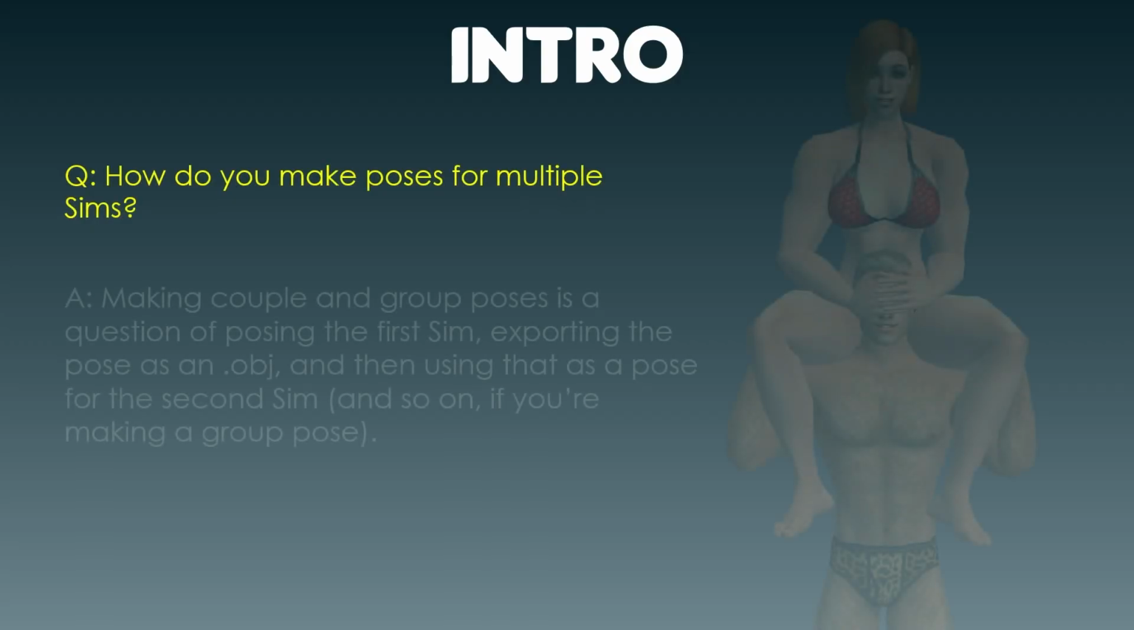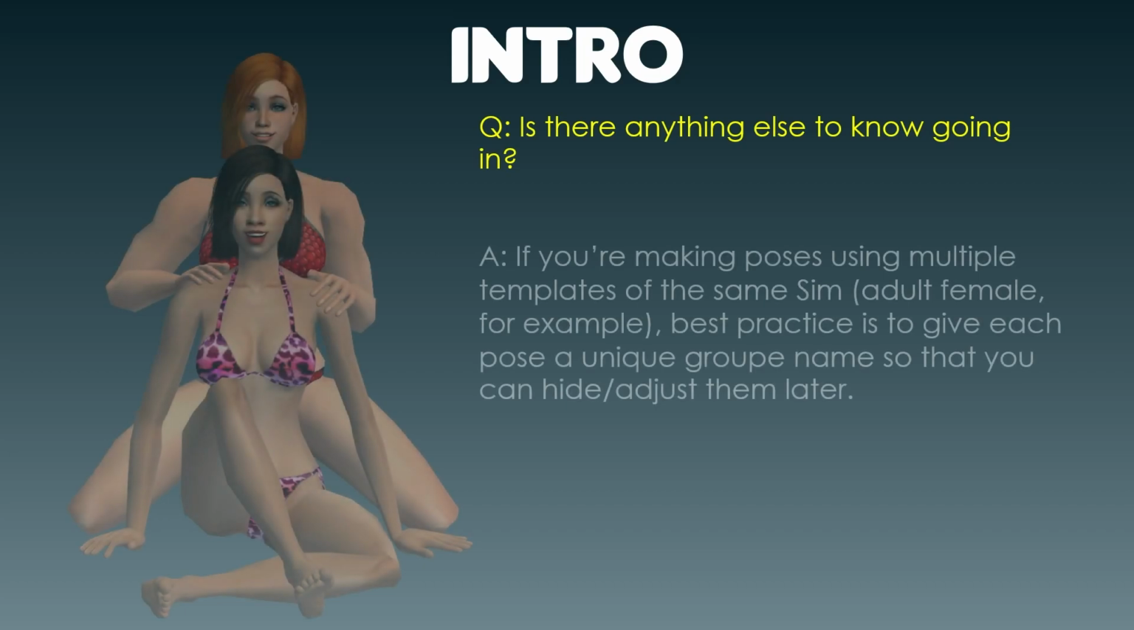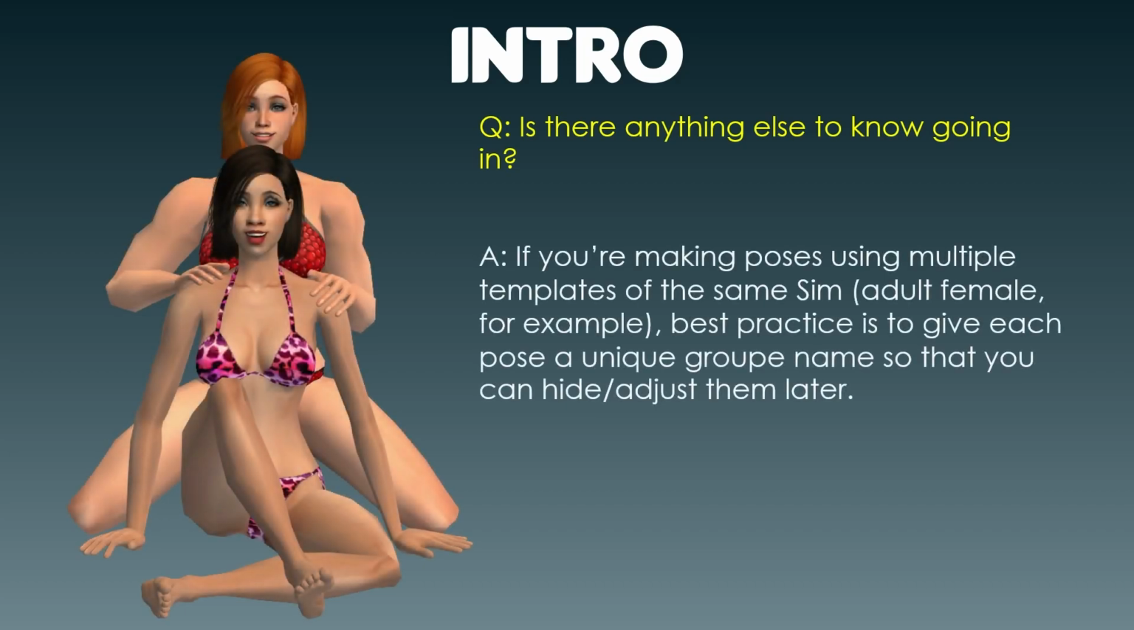Making couple and group poses is a question of posing the first sim, then exporting the pose as an OBJ, and then using the OBJ of the first sim as a template to pose the second sim. Is there anything else to know going in? If you're making poses for multiple templates of the same sim, for example, if I have 2 or 3 HBB templates, then I would need to rename each group a different thing so that they can be separated more easily. If you name all of your groups HBB, it will just merge them together when you import the OBJ.